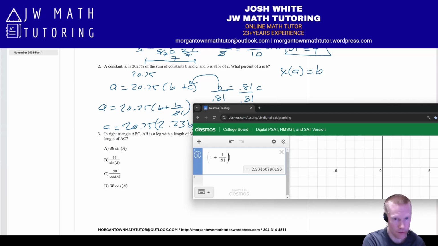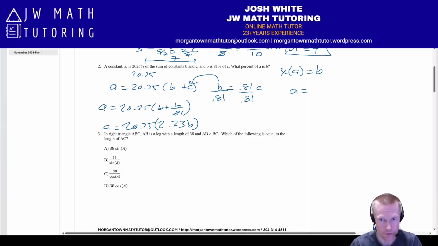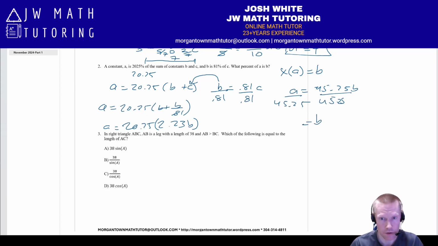So now I can just put the 0.25 out front here. Okay, so I get A. So A is equal to 45.25B. All right. And remember, we want to know what percent of A is B. That means we want this solved for B. We want B equals everything else on the other side. So just divide by 45.25. B is equal to, basically the number that's going to be multiplied by A is 1 divided by 45.25.